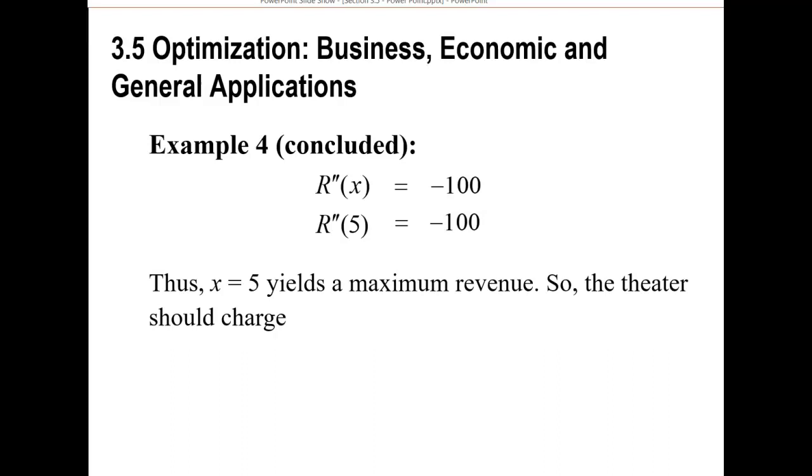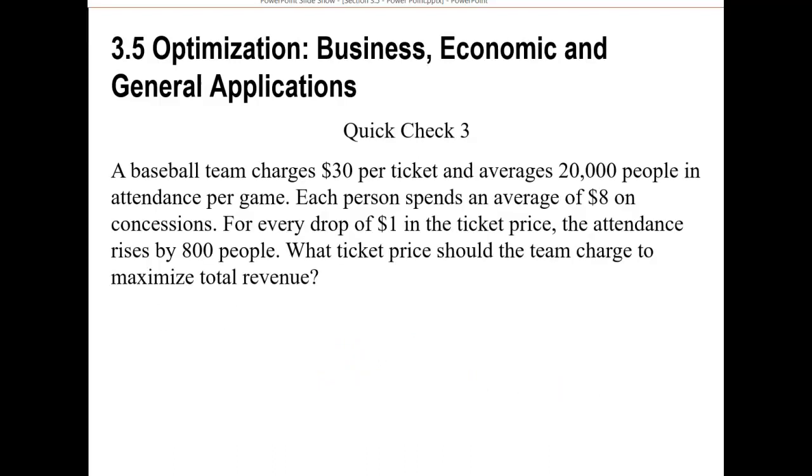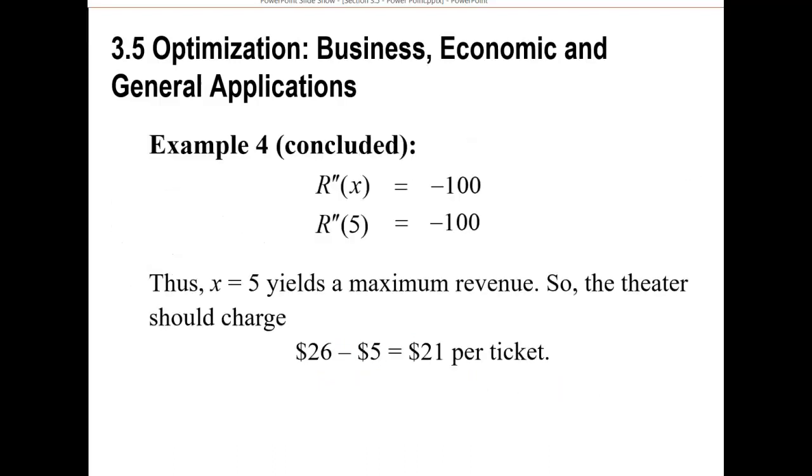When second derivative is negative, concave down means max, so the theater should charge. x was how much it should decrease the price by, so 26 subtract $5, so sell it at $21 a ticket. Sorry. So the original price they had, they need to decrease that by $5 to maximize their revenue.